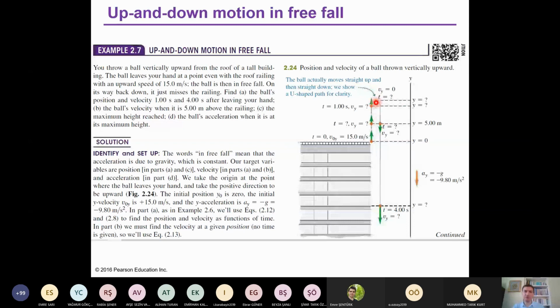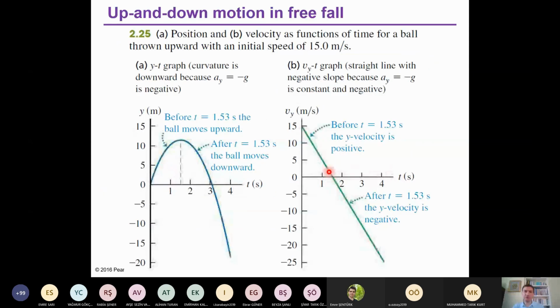So now when the time is 1.53 seconds, the velocity is 0 because the particle is at rest temporarily, for a moment, and then its velocity increases in the negative direction, okay, because the particle is moving back. Do you have any question related to this up and down motion in free fall? This is very important. You may have such problems in the midterm exams and also in the final exam.